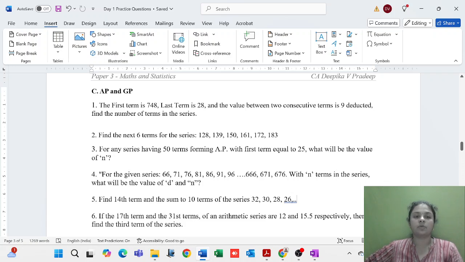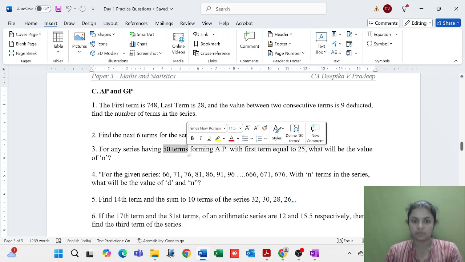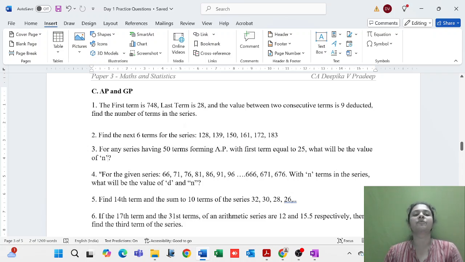Yes. Now let's go to the answers. Third one, for any series having 50 terms, forming an AP with first term equal to 25. So A is 25. What will be the value of n? They have given the question directly, 50 terms. There is no working out in this. 50 terms forming an AP means n is equal to 50.